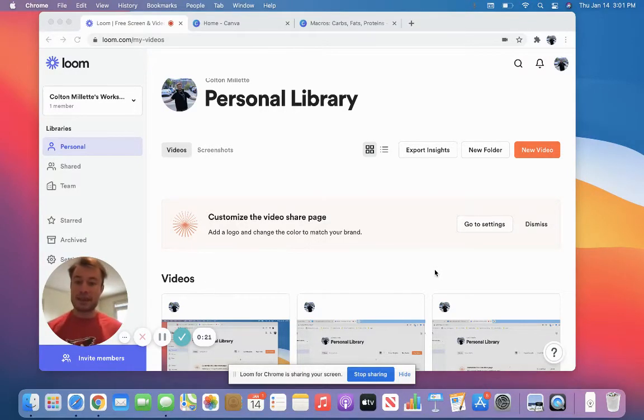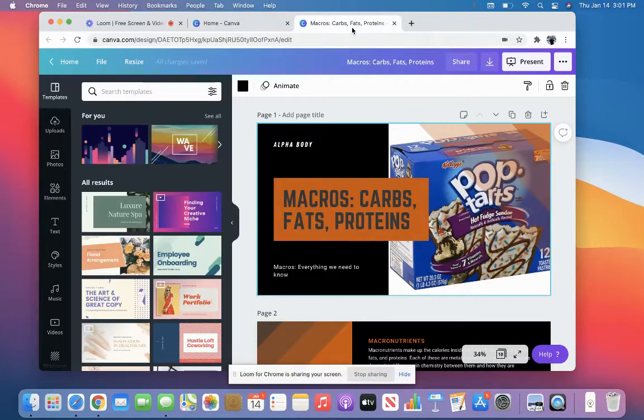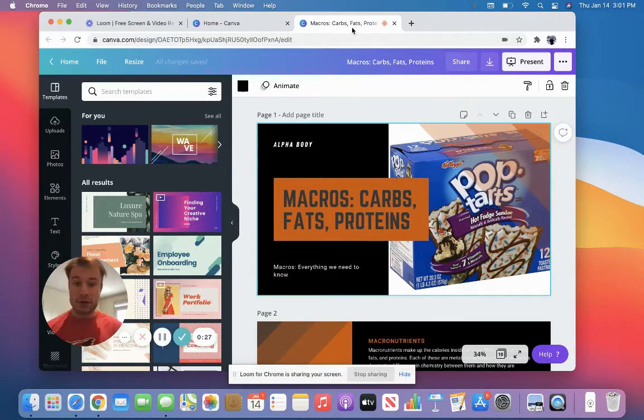This is going to be a game changer when it comes to learning about nutrition and just talking about metabolism of your macros in general. Okay, so let's go ahead and present this.